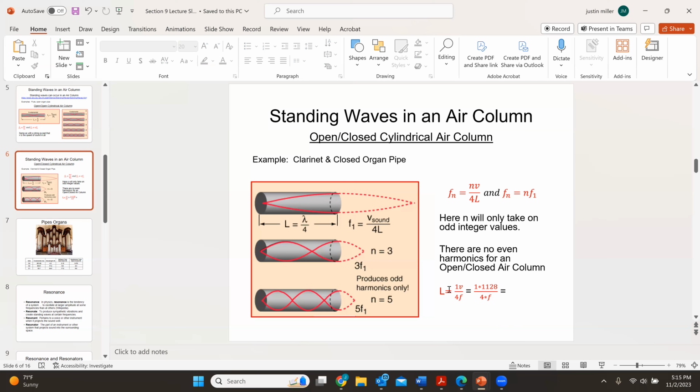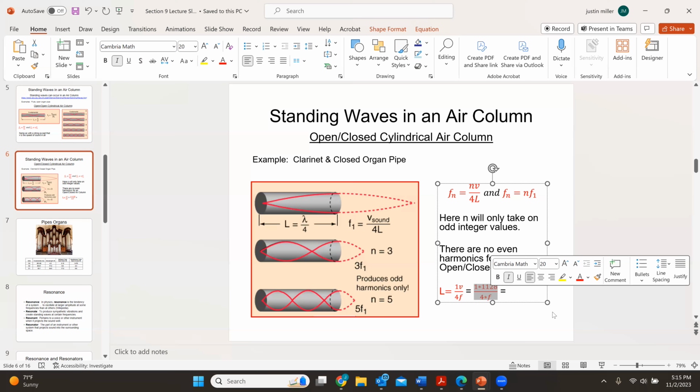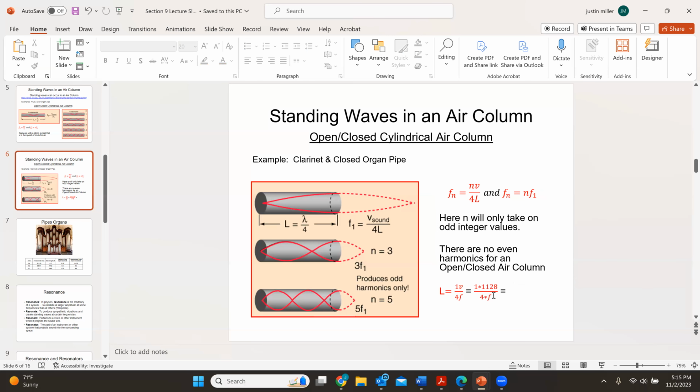So it's going to ask you to do this for something that is open-closed. This is the expression right here for the length of an open-closed tube based upon what the fundamental frequency is. Measure the fundamental frequency, do this, and you get the length. That length will be in some number of feet. That's fine.